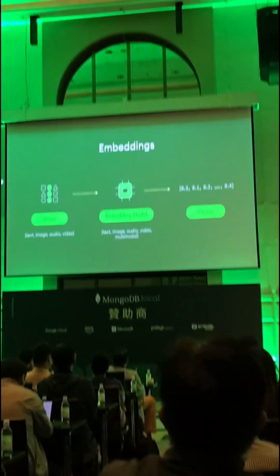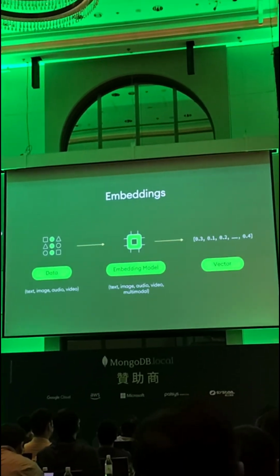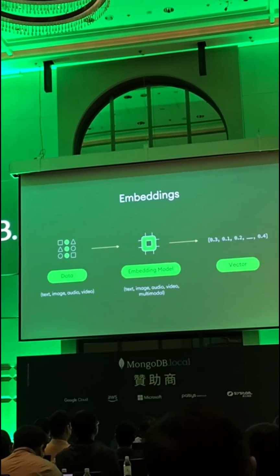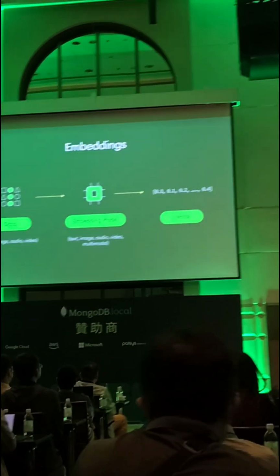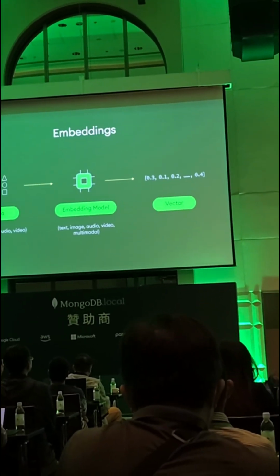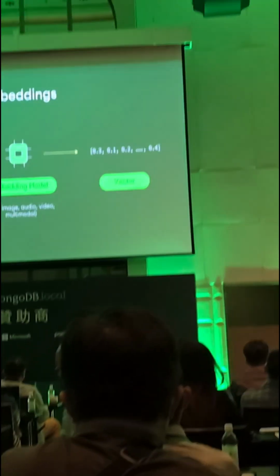So here he is explaining what embeddings are. First the data has been assigned some embeddings, and then the embeddings have been assigned some vectors, which are numbers.